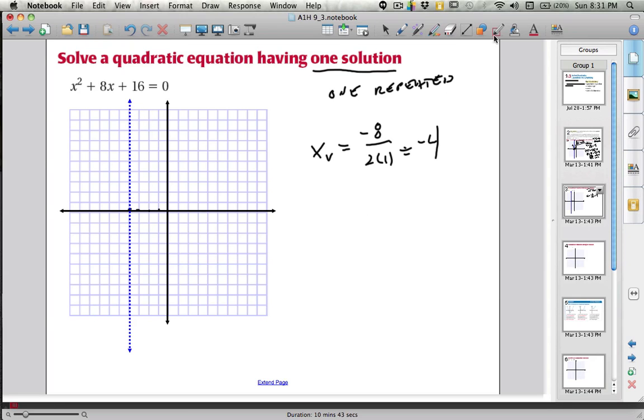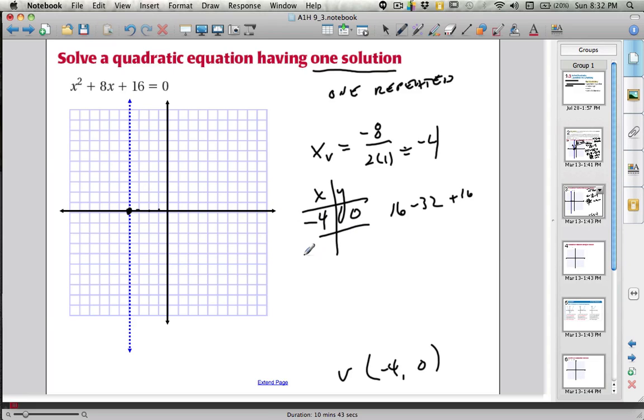And I also know that my vertex is at negative 4 something. And when I plug that into a t-table, I'm going to have negative 4 squared is 16, plus 8 times negative 4, that's going to be minus 32, plus 16, and you see that's 0. Well, that's because when my vertex is at the solution, that's what happens when I have a repeated solution. So this is my vertex. It's only going to hit in one place.